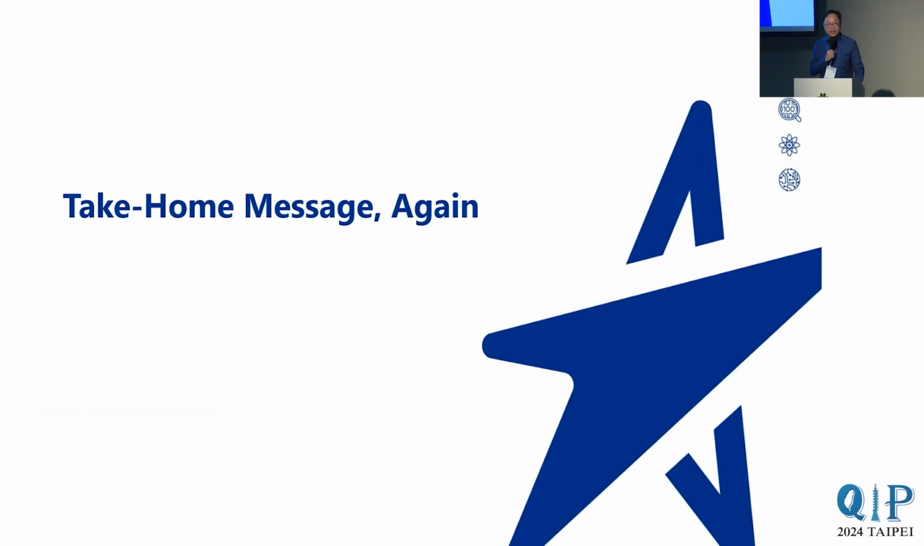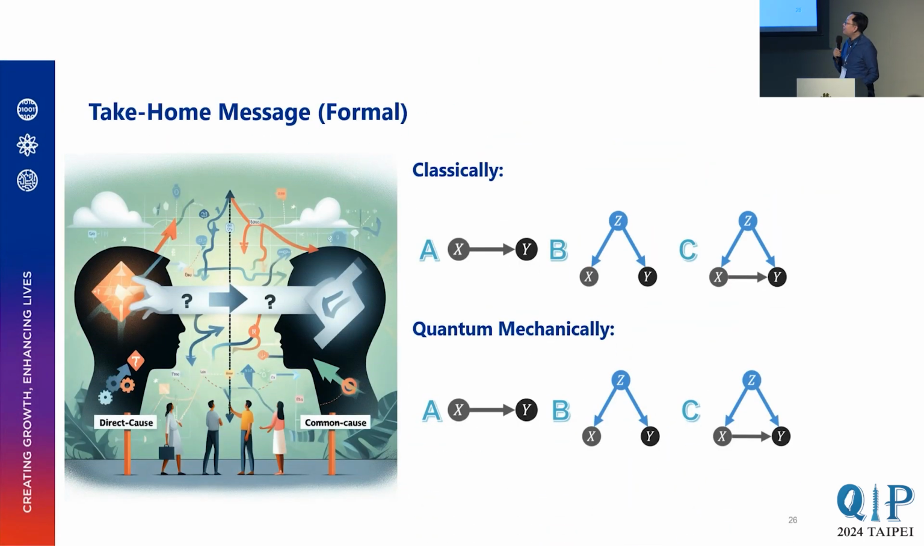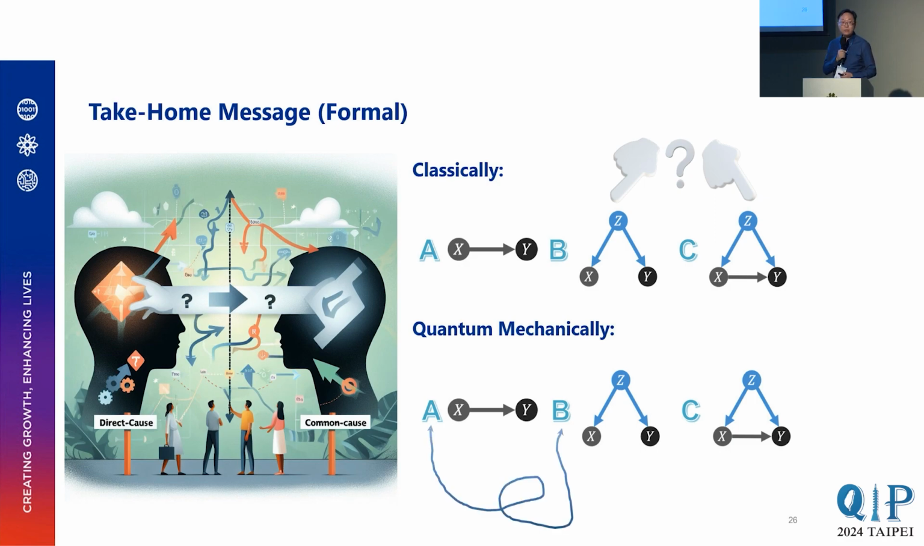Now let's come back to the take-home message again. So classically, if we remove the possibility to be direct cause between two different events, we still need to figure out whether the answer should be common cause or a mixture between direct cause and common cause. So it's a hard question. But quantum mechanically, if we remove the possibility to be direct cause, then causal uncertainty relation will help us remove the possibility to be common cause too. So the answer can only be a mixture of direct cause and common cause.